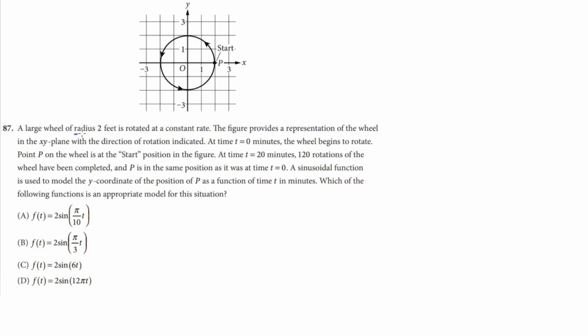A large wheel of radius 2 feet is rotated at a constant rate. The figure provides a representation of the wheel in the xy plane with the direction of rotation indicated. At time t equals 0 minutes, the wheel begins to rotate. Point P on the wheel is at the start position in the figure. At time t equals 20, 120 rotations of the wheel have been completed, and P is in the same position as it was at time t equals 0.